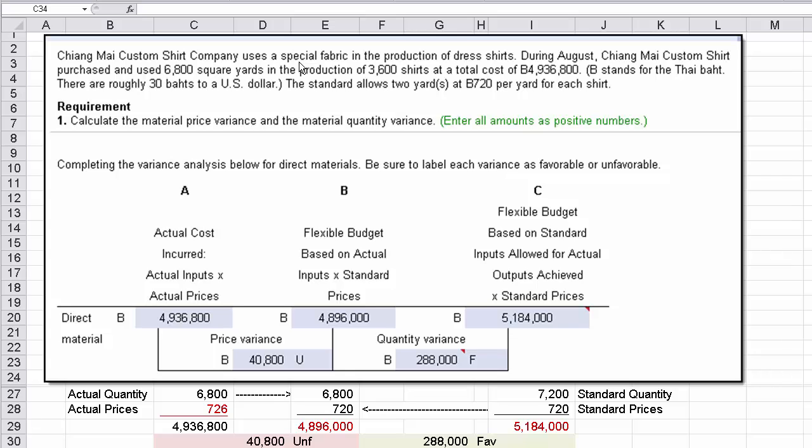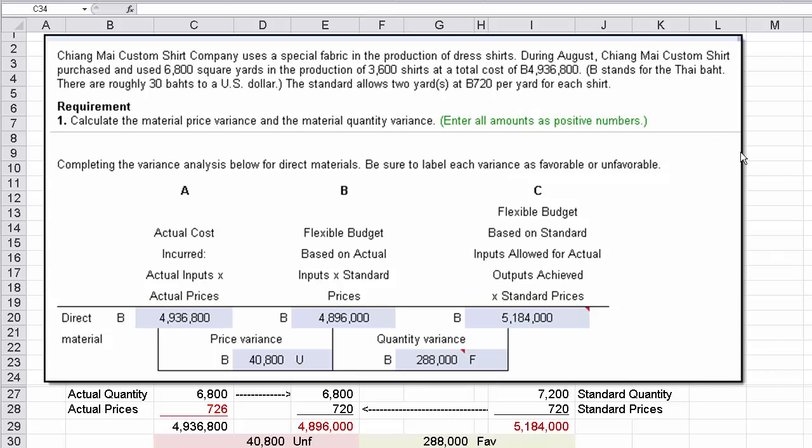Okay, they use a special fabric in the production of dress shirts. During August, Chiang Mai Custom Shirt purchased and used 6,800 square yards in the production of 3,600 shirts for a total cost of 4,936,800 baht. B stands for the Thai baht, or bat, I'm not really sure what the correct pronunciation is. There's roughly 30 baht to the US dollar, but that's really irrelevant to solving the problem. The standard allows 2 yards at a price of 720 baht per yard for each shirt.